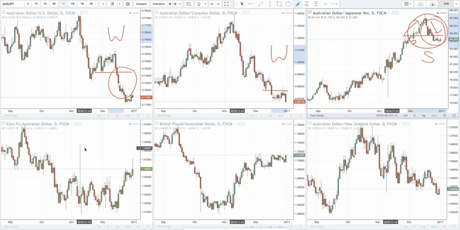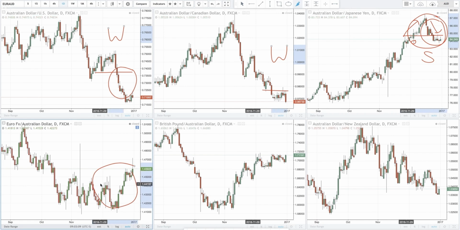Euro Aussie. Now here Aussie's on the right side, not on the left side. So the opposite is true for Aussie here. If the chart is going upwards, it means Aussie is getting weak. Euro's getting strong, but Aussie is getting weak. Looking at the recent area here, we're looking at a weak Aussie dollar.